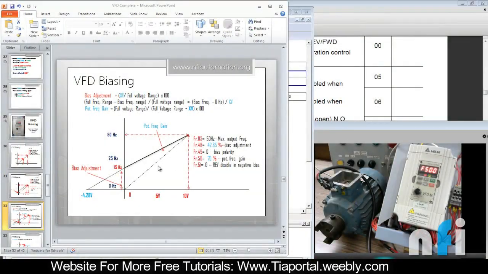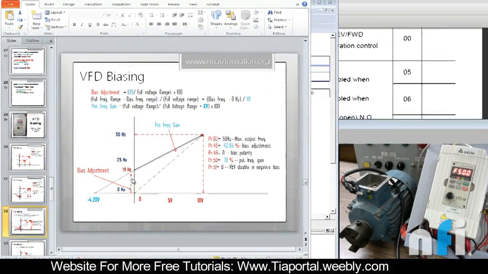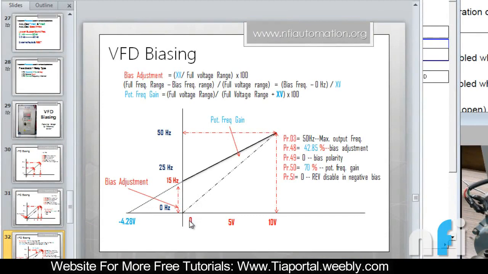So in this exercise, as discussed, we are having a biasing of 15 Hertz and we are using the full voltage range, 0 to 10 volt. So at 10 volt we will reach 50 Hertz, not at 7 or 8 volts. So this is the bias adjustment. Now this adjustment is called potentiometer frequency gain.